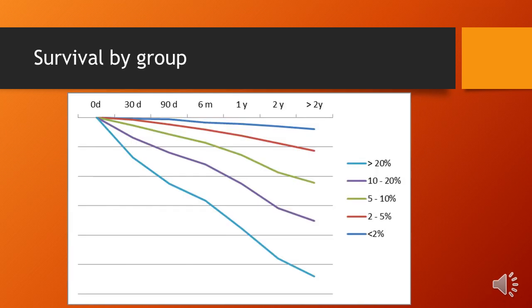I was unable to generate a Kaplan-Meier type survivor analysis line chart on the Excel sheet, but this is my best attempt. But I hope this gives you an idea about the differences between the 5 groups.